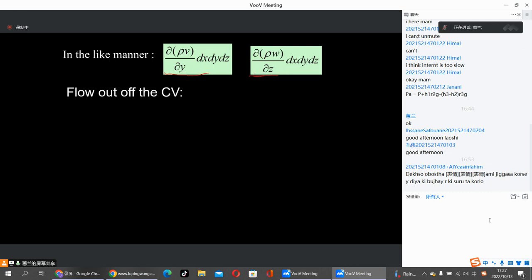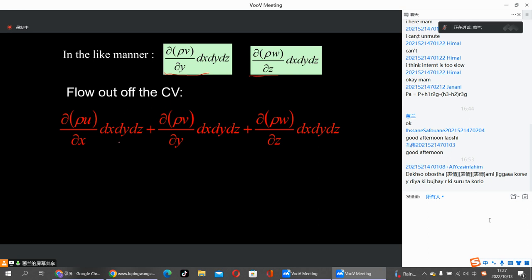Through the control surface, some fluid flows out of the control volume in the z direction. In total, the flow out of the CV, we pass x and y direction, we sum them, right? This one will be the mass flux going out of the CV in the x direction. This one is because fluid flows, some fluid goes out of the CV in the right direction, through the control surface.